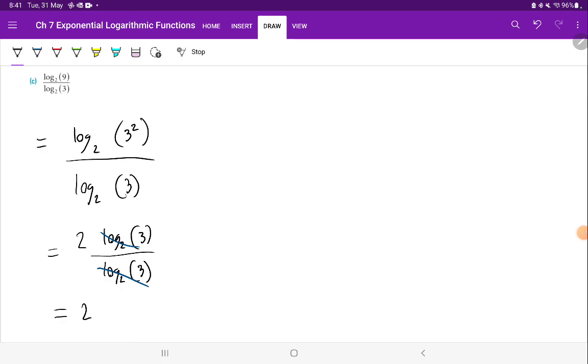So those are 3 different questions that look a little bit different, but are all using log laws. Reminder, all 4 of the log laws are on the formula sheet.